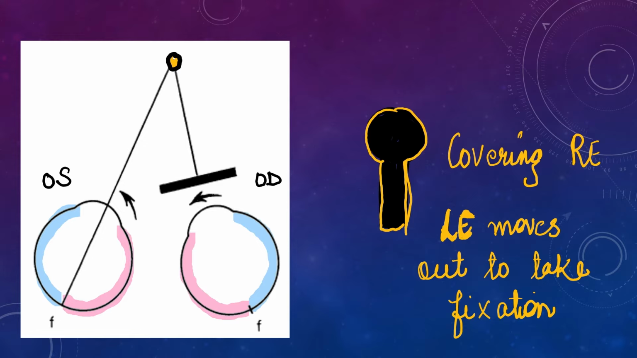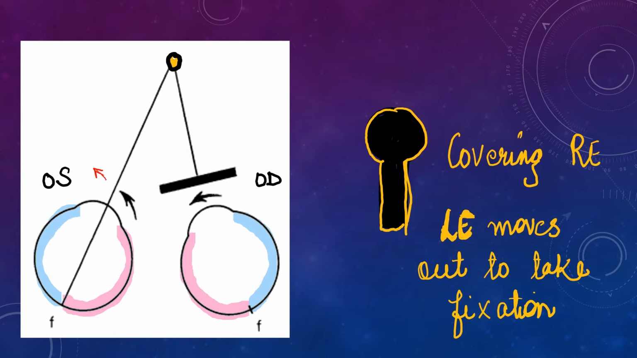Now what will happen if we cover our right eye? If we cover the right eye, it will not be able to take fixation. So now the onus of fixation lies on the shoulders of the left eye. The left eye is now supposed to take fixation. However, the left eye was inwardly deviated. So when you put a cover in front of the right eye, the left eye will move outwards in order to take fixation.